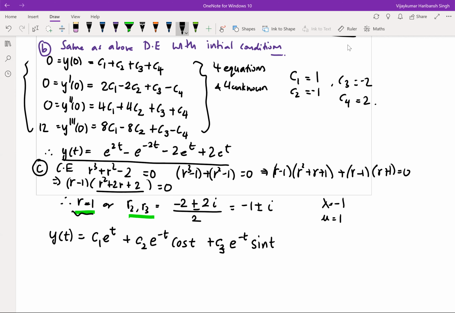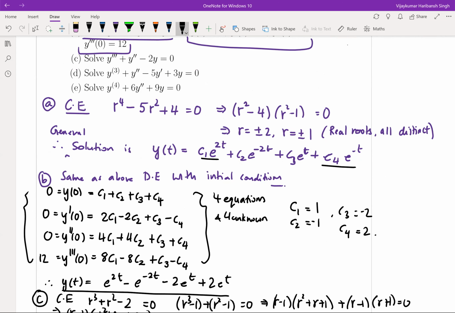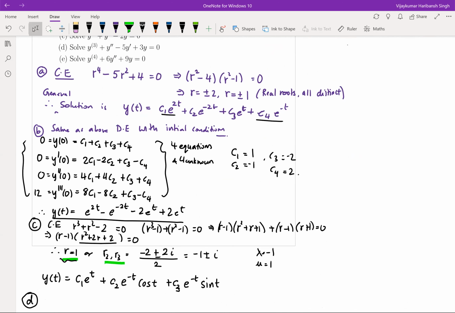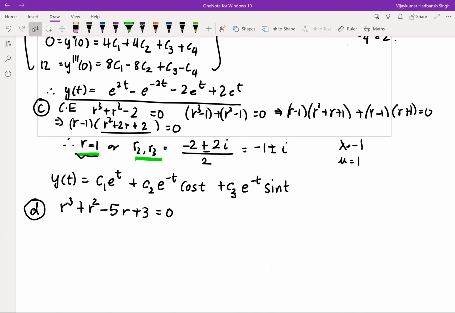Now let's look at D. So let me write down the characteristic equation. What do I get? I get r cubed plus r squared minus 5r plus 3 equals 0. Now again, this is a cubic polynomial. In general, cubic polynomials are hard to solve. Let's see by inspection if we can find any root. And you can clearly see if r is 1, so r equals 1 is a root, by inspection.